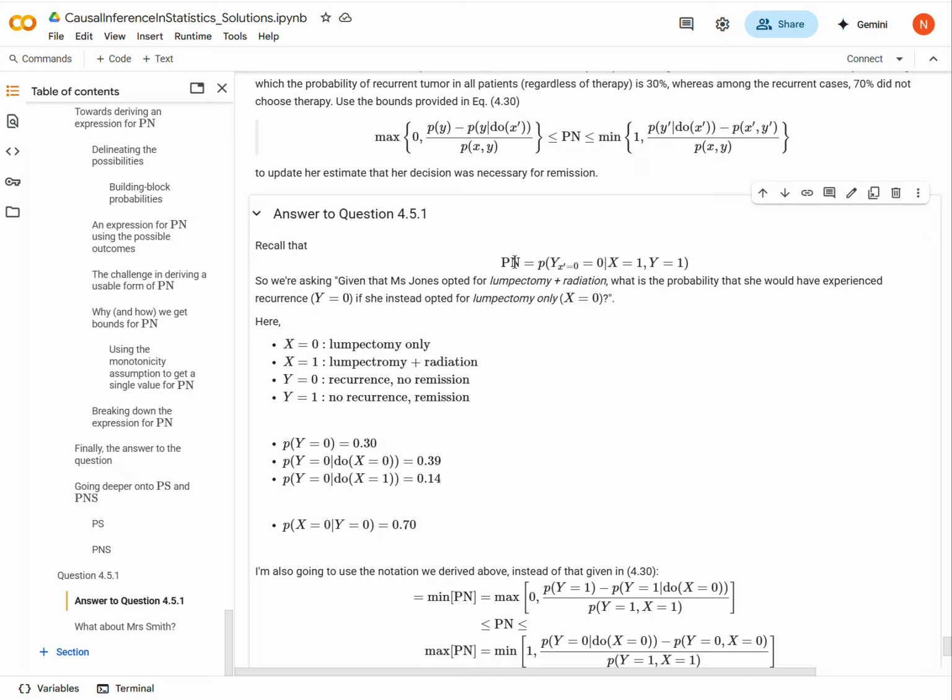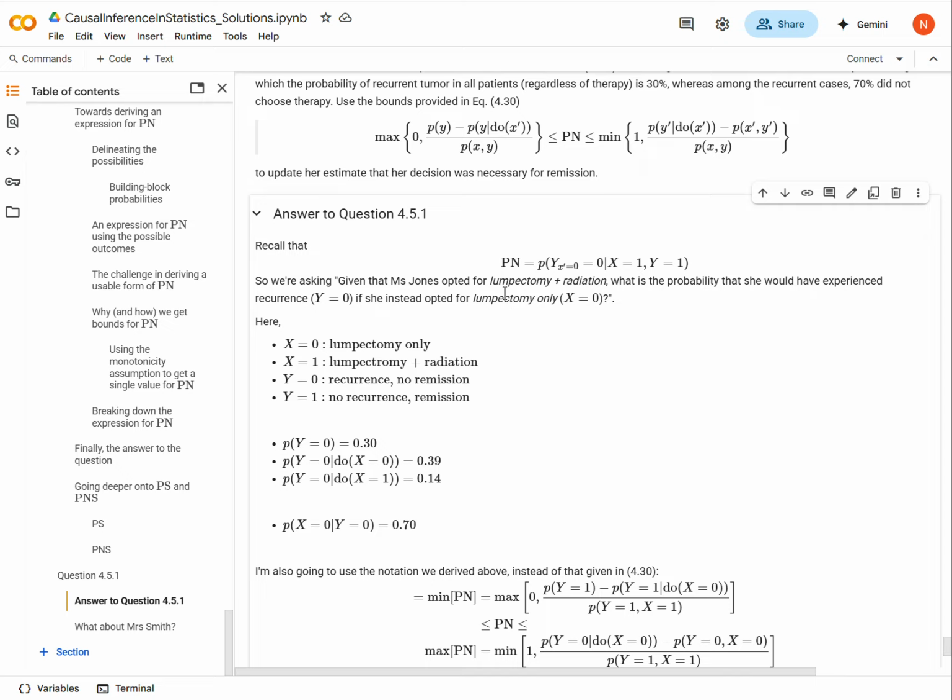Remember that our expression for the probability of necessity is this right here. Let's first say what x0, x1, y0, y1 mean in this context. You could flip these around, and as we go through this, please make sure that I have not accidentally halfway through transposed what these definitions are supposed to mean. That would be very easy to do. We're going to say that x0 means no radiation, in other words, lumpectomy only, and x1 means that they additionally receive radiation. y0 means no remission, in other words, recurrence, and y equals 1 means that they achieve remission, in other words, no recurrence. Those are the ones that will become a little bit confusing to keep straight.